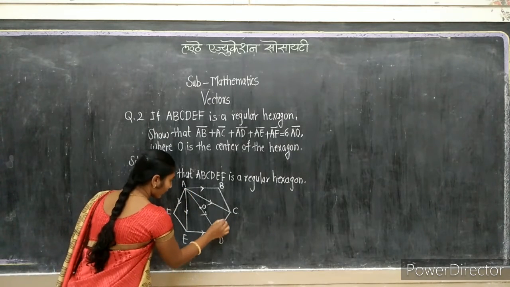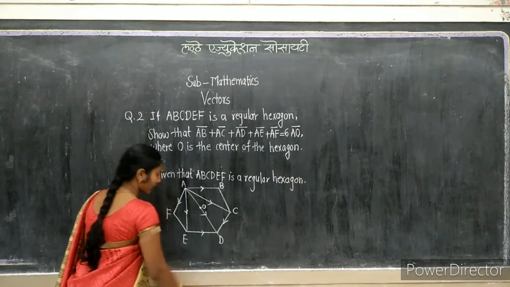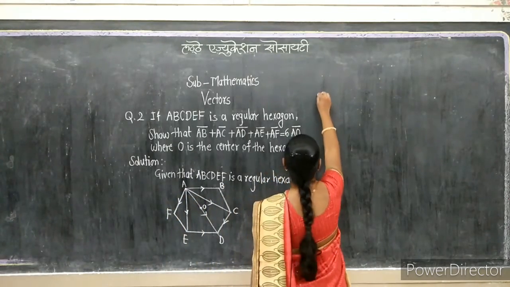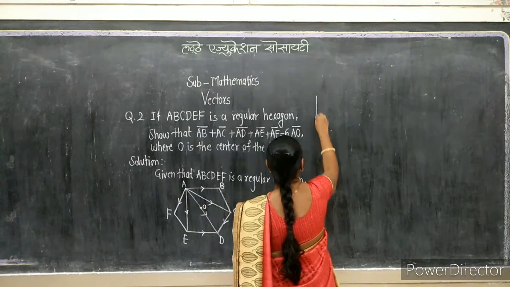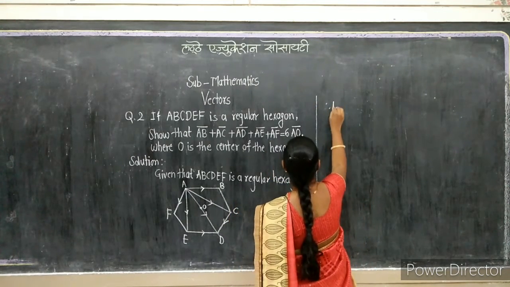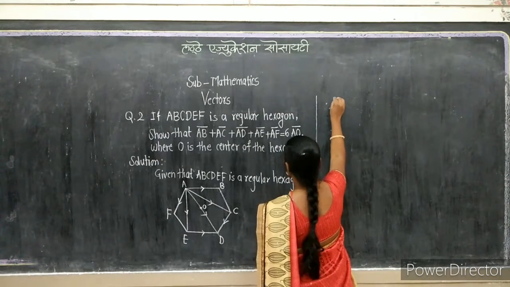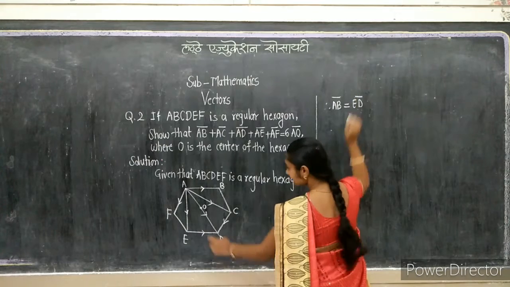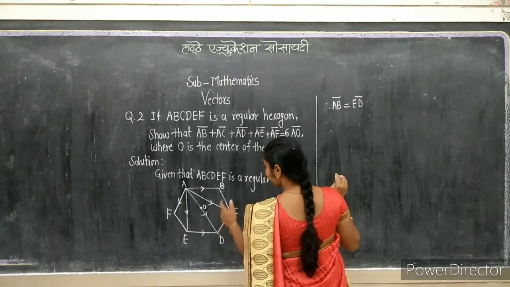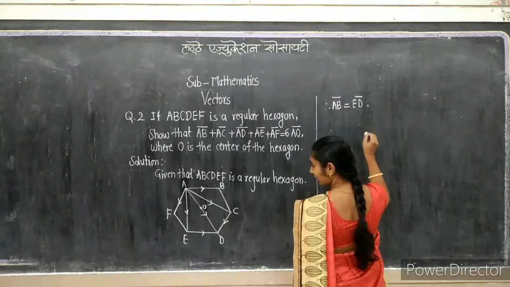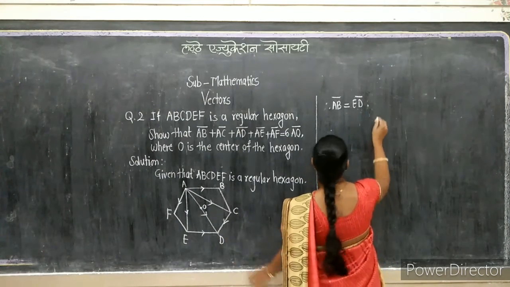AF bar is same as CD bar. Okay, here write down. Therefore, the sides AB bar is equal to ED bar and AF bar is equal to CD bar.